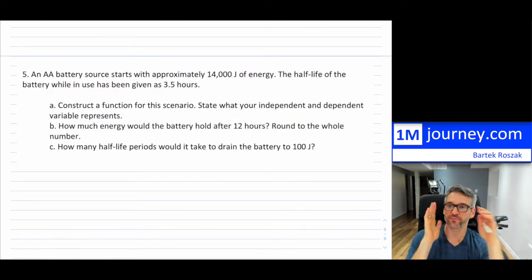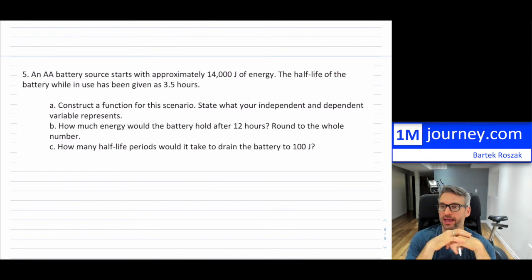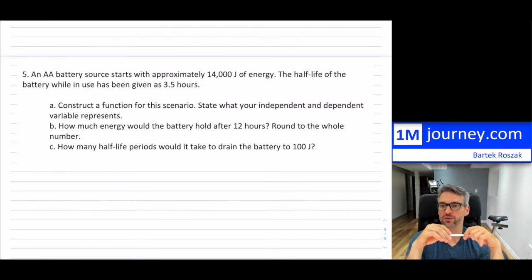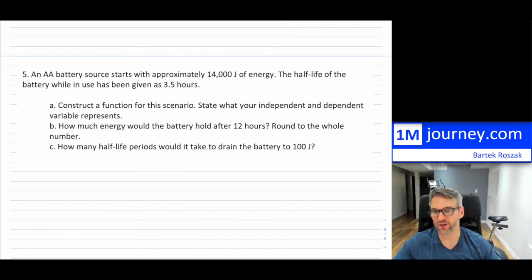Question 5. An AA battery source starts with approximately 14,000 joules of energy. The half-life of the battery while in use has been given as 3.5 hours. When we see half-life, that means it's exponential decay, right? So we know that the rate is 50%. Okay, so now let's take a look. It's 50% every 3.5 hours. So construct a function for this scenario.